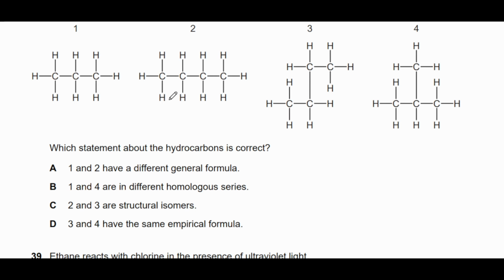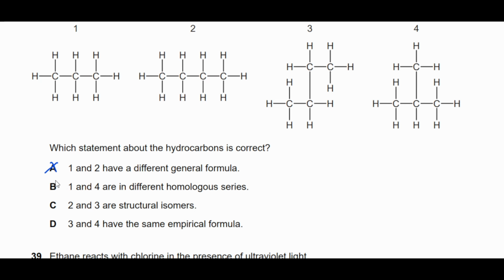The structures of some hydrocarbons are shown. Which statement about hydrocarbons is correct? 1 and 2 have different general formula. That's wrong because they are both alkanes, so they will have the same general formula. 1 and 4 are in different homologous series. That is also wrong. 1 and 4 are both alkanes, so therefore they are in the same homologous series.